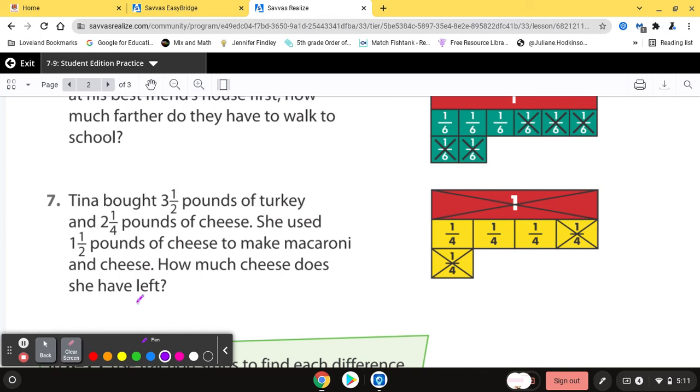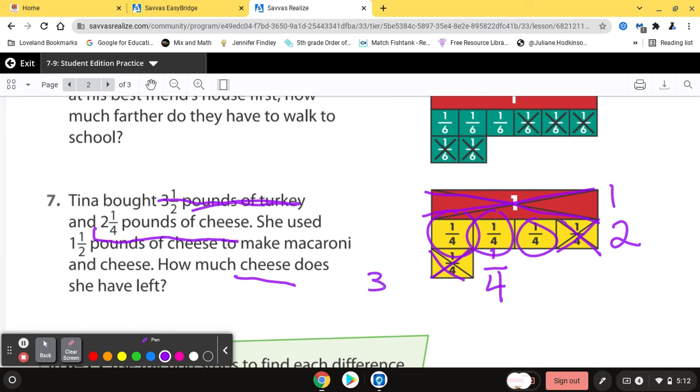Okay, so you may have realized that there's some unnecessary information in here. What the question is asking is how much cheese does she have left? It says nothing about turkey, so that is unnecessary information. I do need to know that she bought 2 1/4 pounds of cheese: 1 whole, 2 whole, and then this is the 1/4. She used 1 1/2 pounds of cheese, so we crossed off our 1 whole fraction strip and then 1/2, which in this case is 2/4. And I have 1, 2, 3, or 3/4 pound of cheese left.